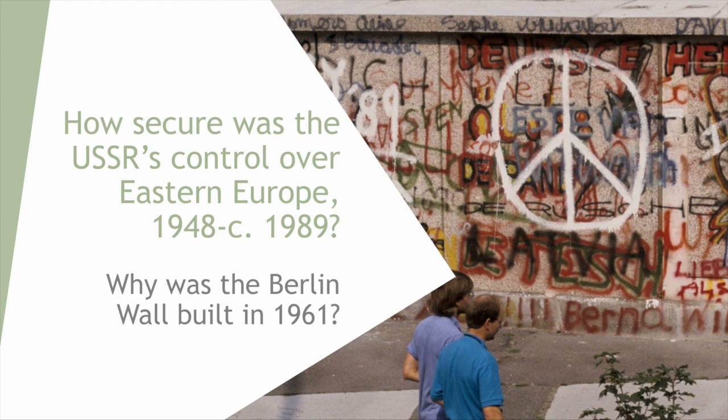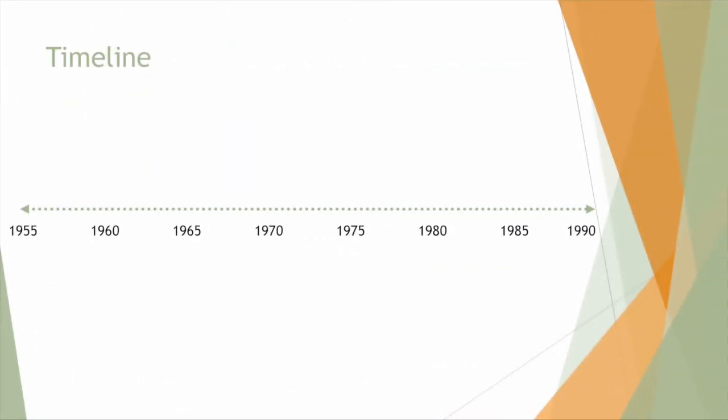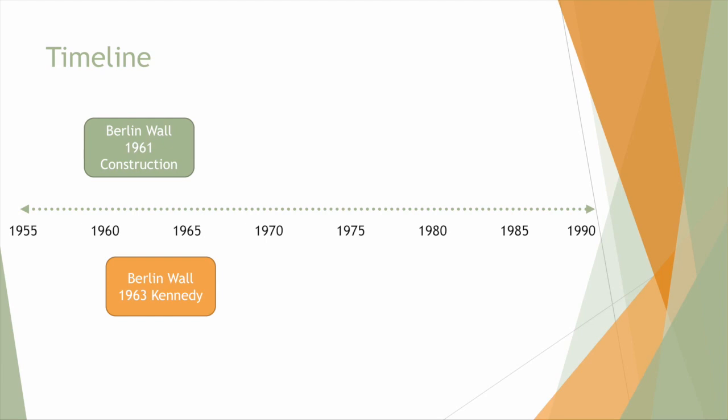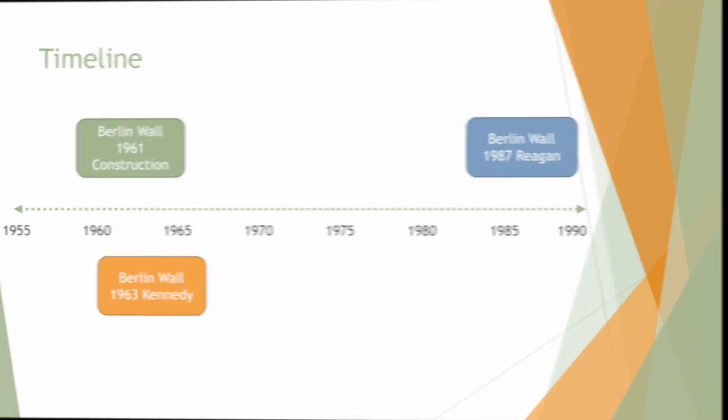This is Mr. Trio, and today we are talking about why the Berlin Wall was built in 1961. For today's discussion, we're going to be talking about three central events along our timeline. The first is in 1961 when the Berlin Wall was constructed. The second is John F. Kennedy's famous speech in 1963 when he visited the city of Berlin, and then Ronald Reagan's speech decades later when he visited the city of Berlin in the year 1987.